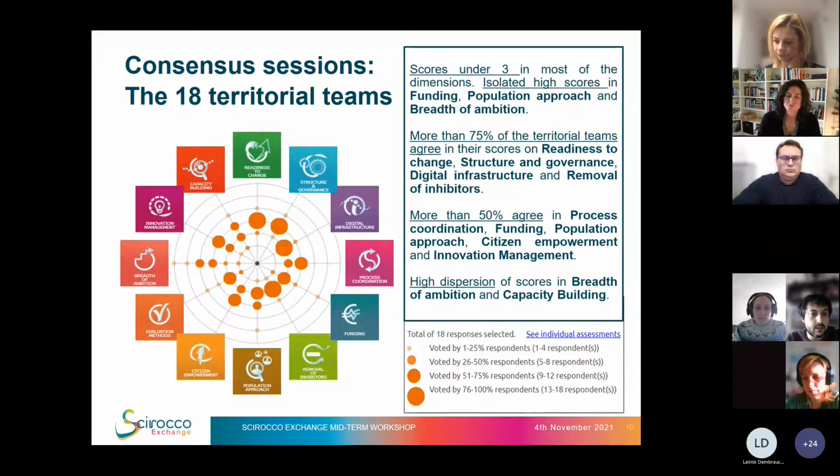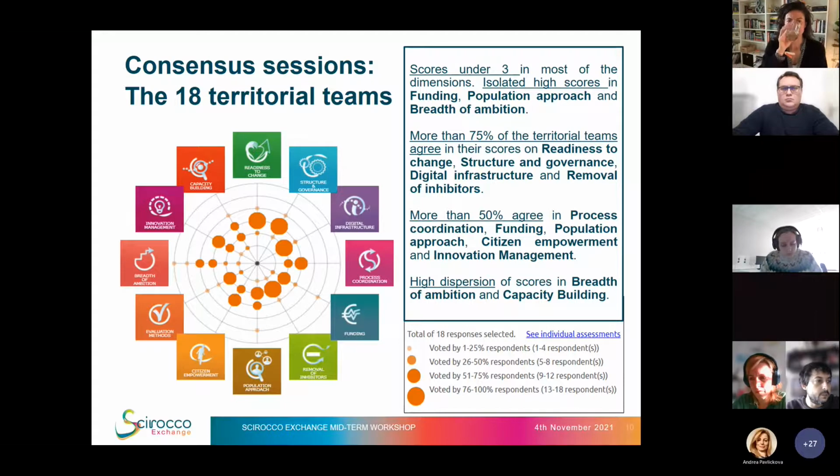By comparing the 18 territorial groups, scores are under 3 in most of the dimensions. There are only isolated high scores in funding, population approach, and breadth of ambition. And you can see that more than 75% of the territorial teams agree in their scores on readiness to change, structure and governance, digital infrastructure, and removal of inhibitors. And more than 50% agree in process coordination, funding, population approach, citizen empowerment, and innovation management. And it's important also that there's a high dispersion of scores in breadth of ambition and capacity building.